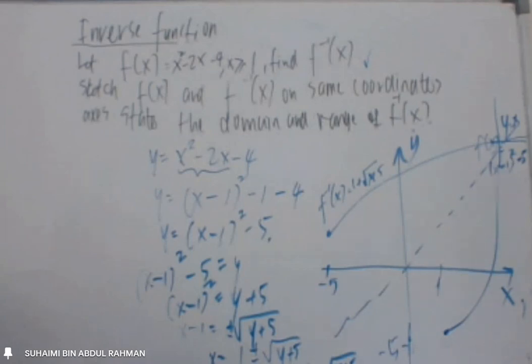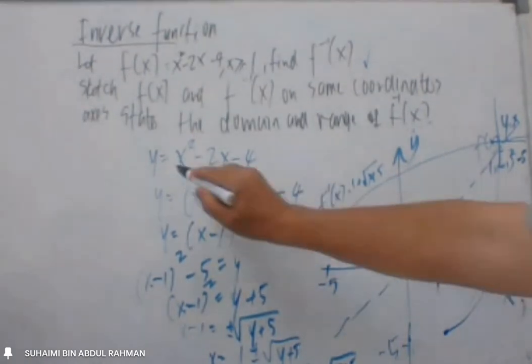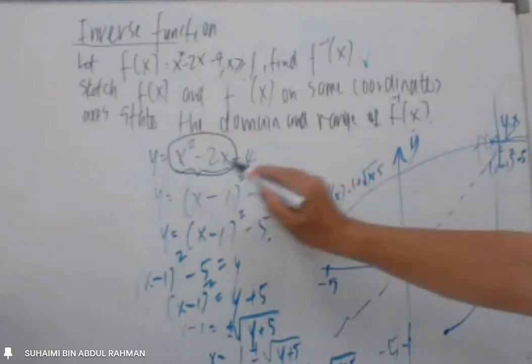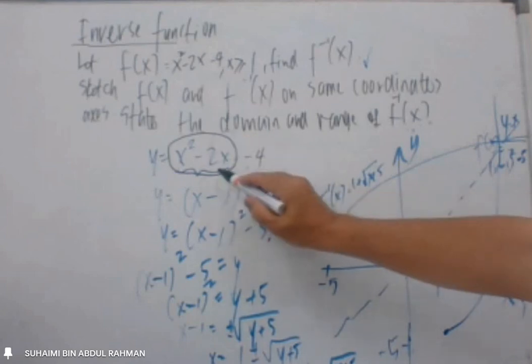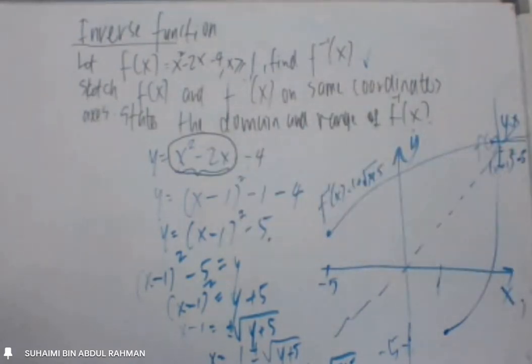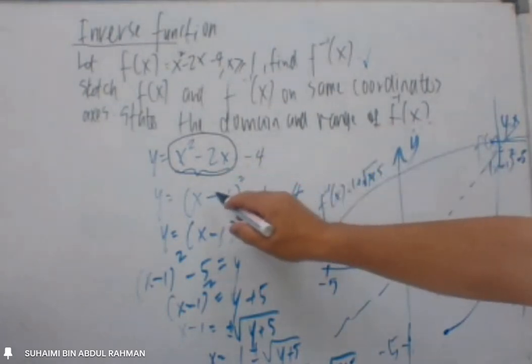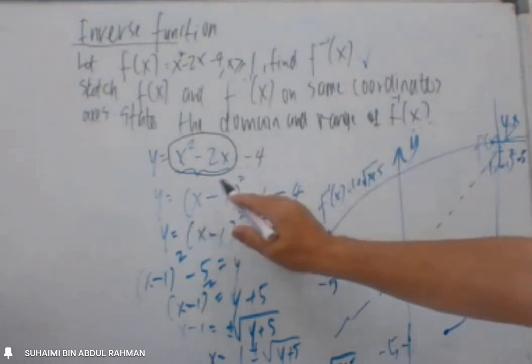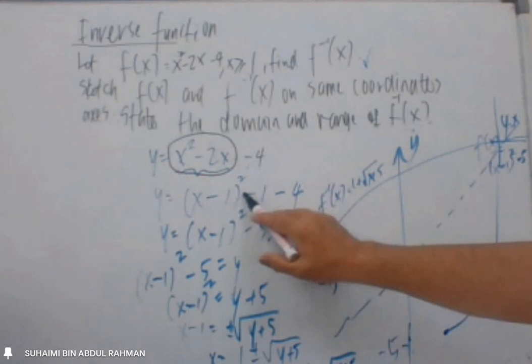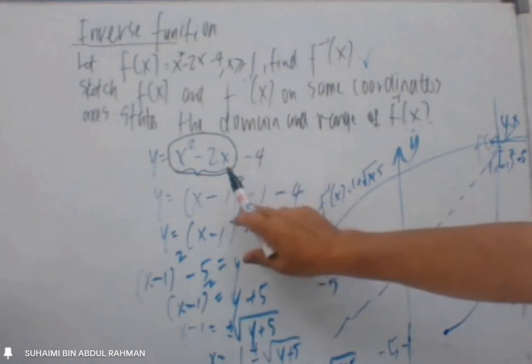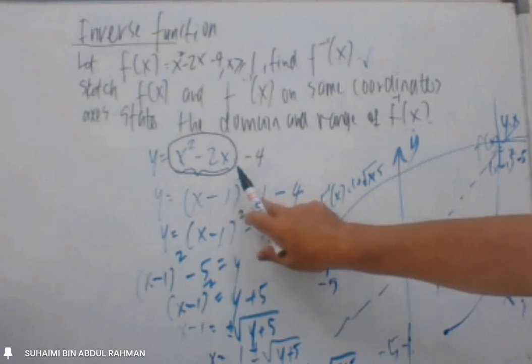Sir, how do you factorize to become (x minus 1) squared minus 5? Now you see the x squared minus 2x. We don't go to minus 4, right? We didn't go to minus 4. x squared minus 2x. So if (x minus 1) squared, what we expect is going to be x squared minus 2x plus 1, right?